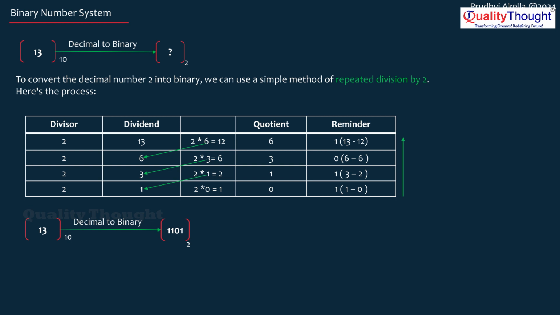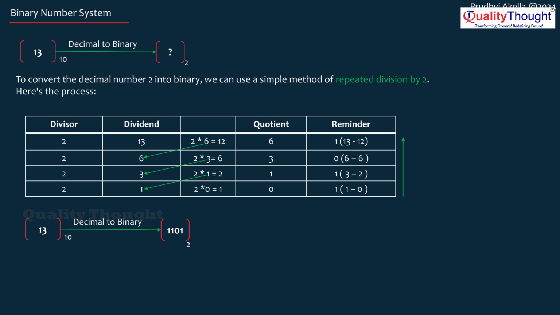Now the quotient will become the dividend, and the divisor will still be 2. So the nearest multiplier to this 1, which is the dividend, would be 2 into 0, that is equal to 0. It's not 1, I'm sorry, there's a typo over here. It's basically 0. So 2 into 0 is equal to 0. The quotient will become 0, and 1 minus 0 will become 1.